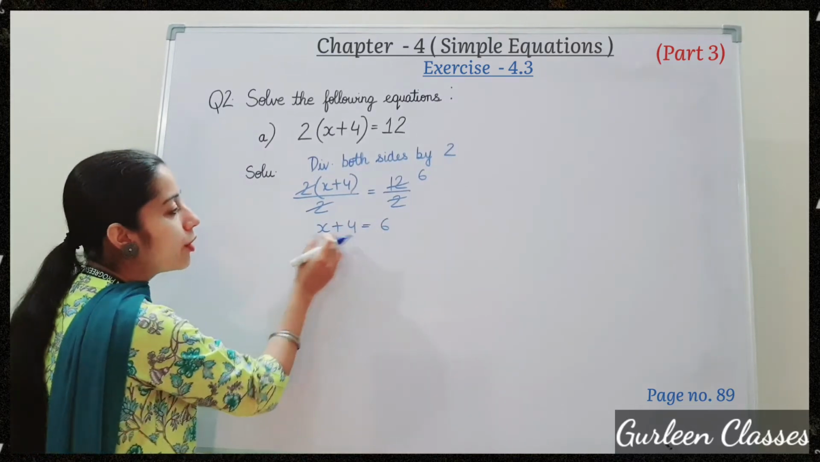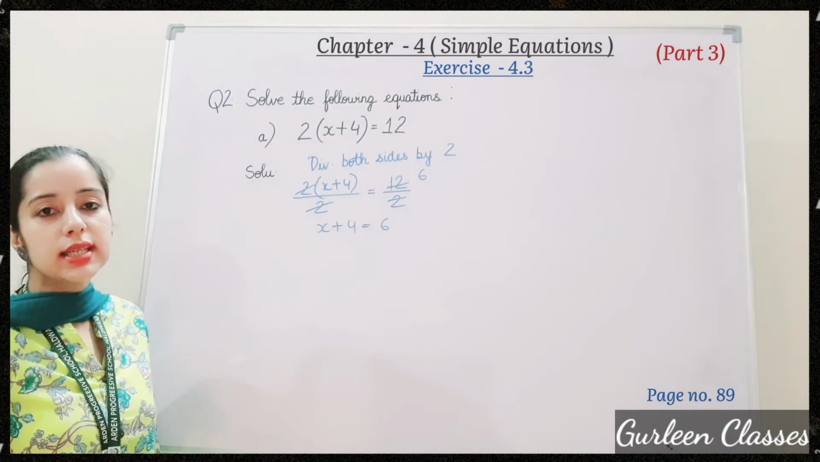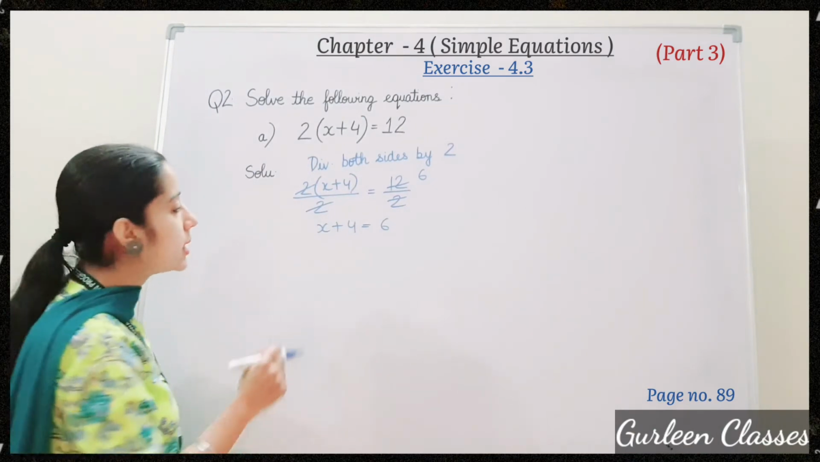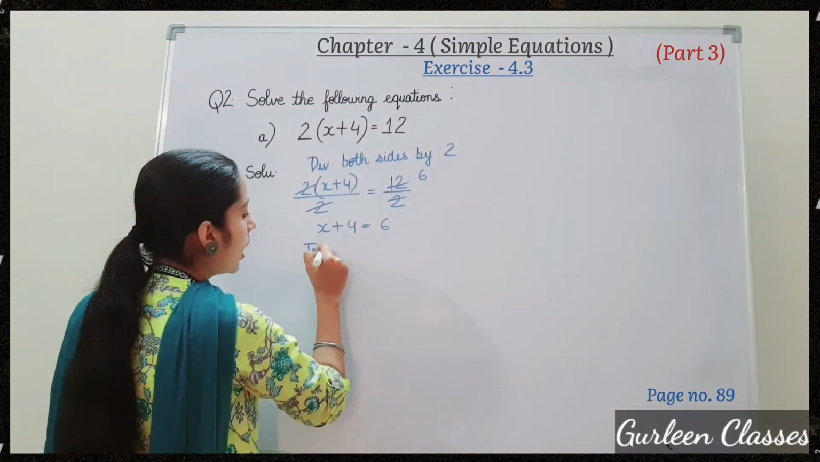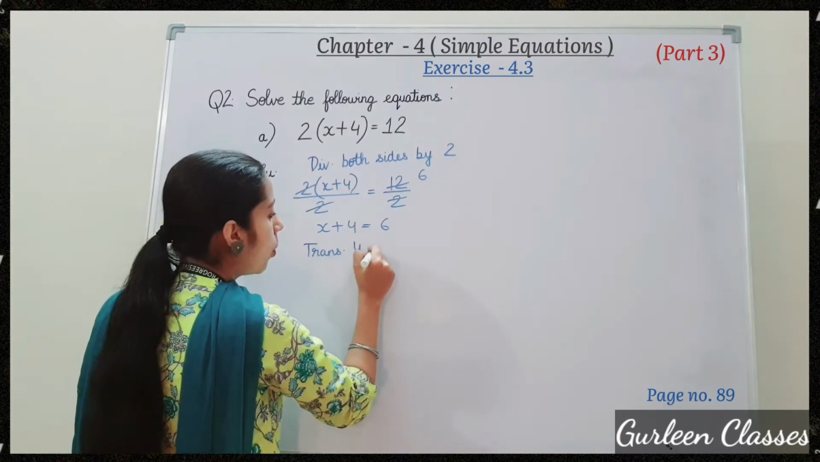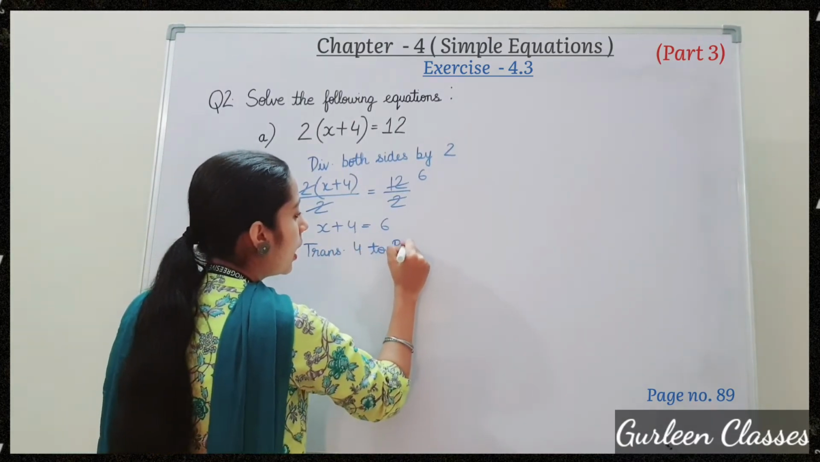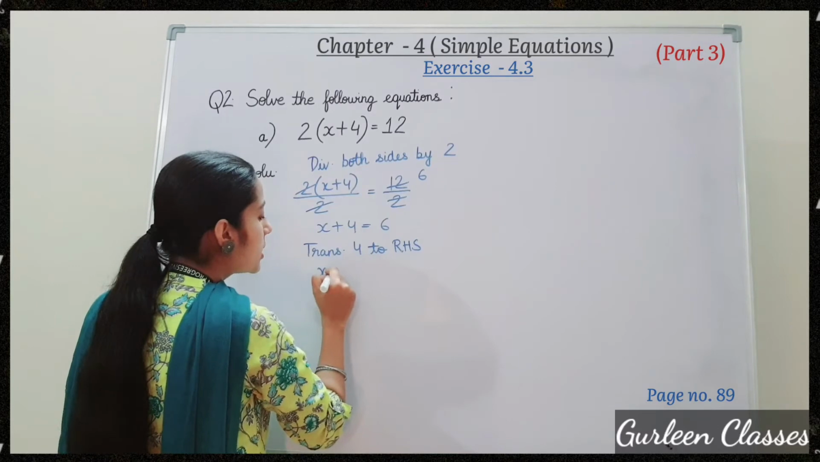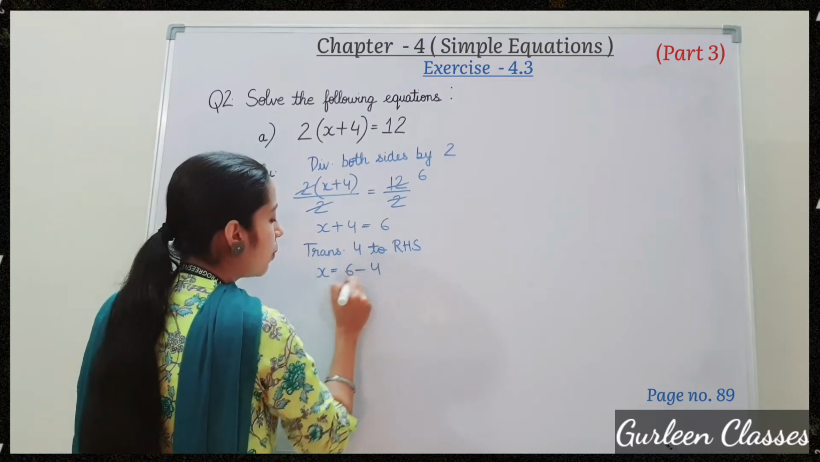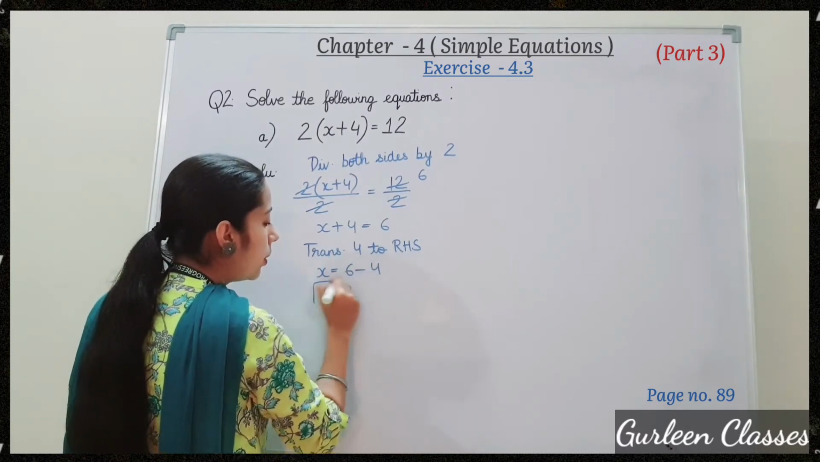So now we have to transpose this 4 to RHS, so it will become minus. So transposing 4 to RHS, x is equal to 6 minus 4. x is equal to 2.